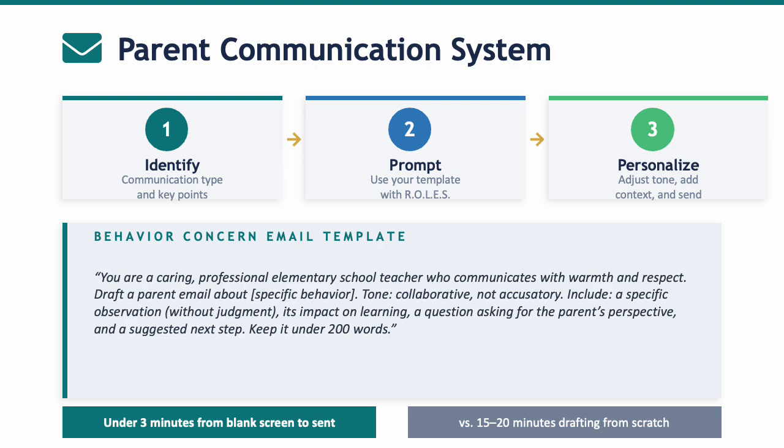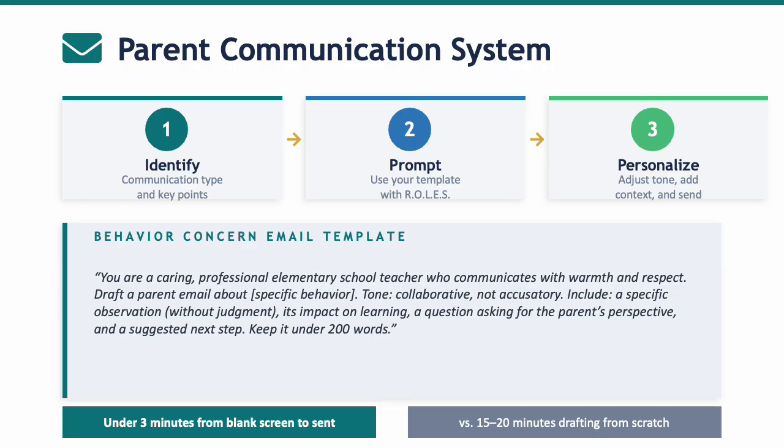Include a specific observation of the behavior without judgment, its impact on learning, a question asking for the parent's perspective, and a suggested next step. Keep it under 200 words. Now I want you to try this out in your AI tool of choice and look at the output. It should be warm, professional, specific, and under 200 words. And it should only take you about 45 seconds to generate.